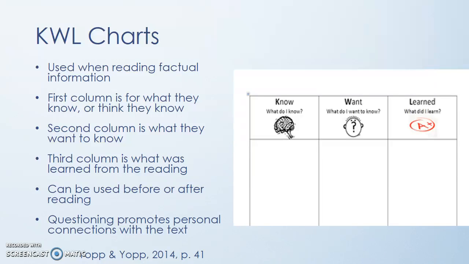So this is a chart that could be used throughout the reading process. And they could also go back and edit. If their knowledge was incorrect in the first column, they would want to correct that. And this form of questioning promotes personal connections with the text.